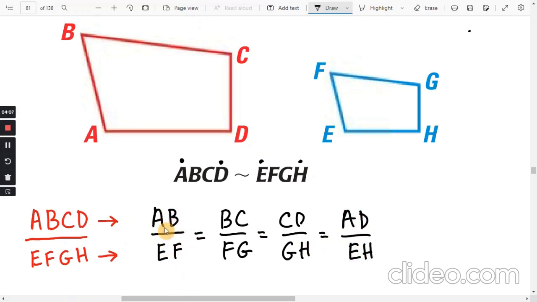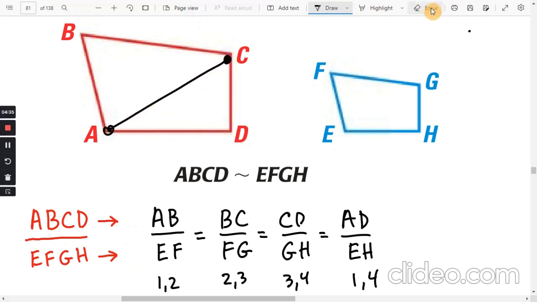This fraction right here was letter numbers 1 and 2. This one right here was 2 and 3. This one right here was 3 and 4. And this one right here was first and last, or 1 and 4. Okay? You can't connect them any other way. You can't connect the first letter and the third letter, because that's not a side length, that's a diagonal.